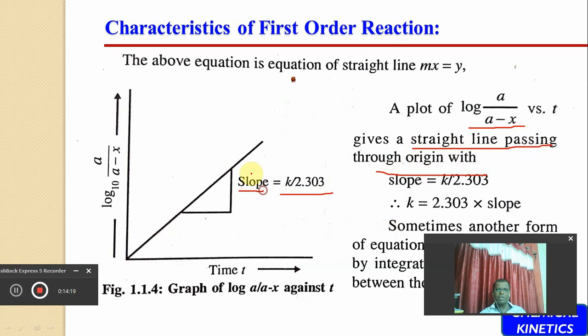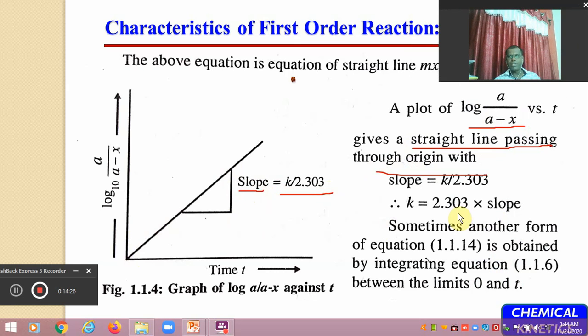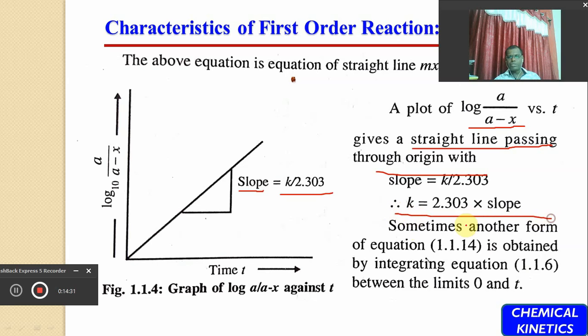And once the slope is calculated for this line, from the slope the value of the rate constant or the velocity constant or the specific reaction rate of a first order reaction can also be calculated with the help of this equation, k is equal to 2.303 into slope. Sometimes this equation for the rate constant of a first order reaction can also be modified in another form at two times, using the concentration of the reactant at two times.